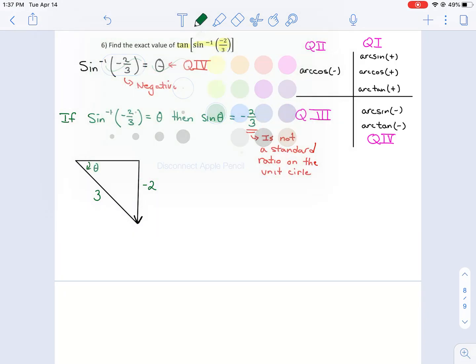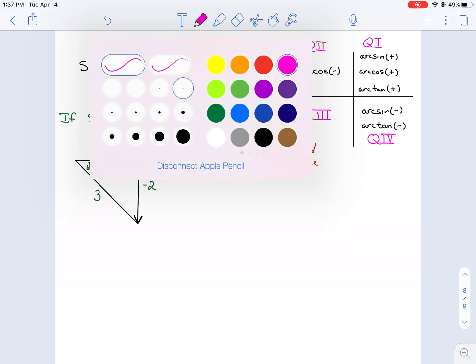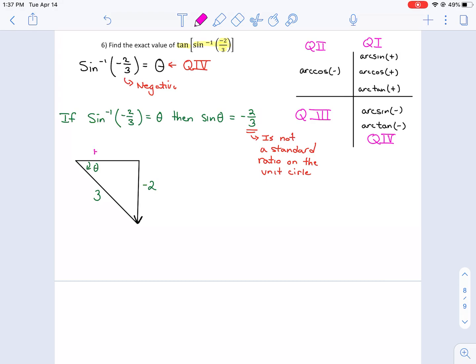We don't ever place the negative sign where the hypotenuse goes. That would be wrong. So we're going to leave the 3 positive and the 2 becomes the negative. And by applying the Pythagorean theorem, this will be a positive square root of 5, and it's positive because that horizontal line is going to the right. So now we can figure out the exact value.